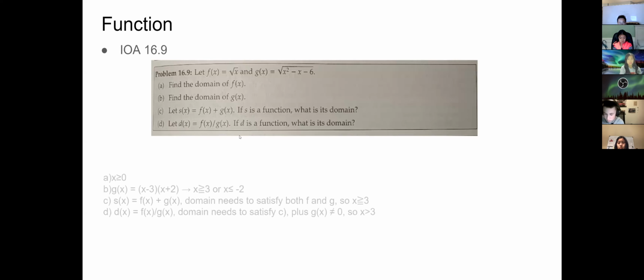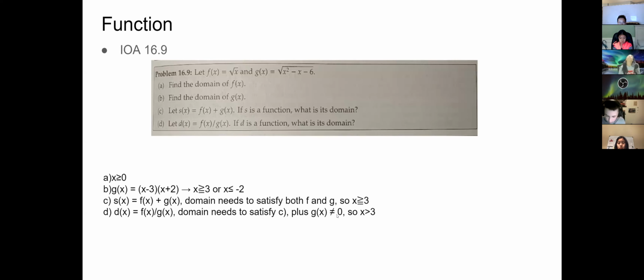So here are all the answers we have. As Sarah mentioned, x is greater than or equal to 3 in C, but in D, because g is in the denominator, it can't be equal to 3. It has to be greater than 3. Okay, I think that's pretty good practice.